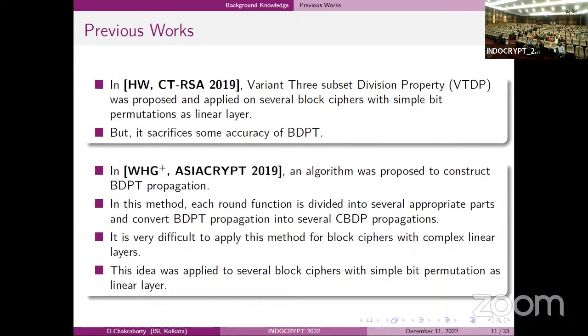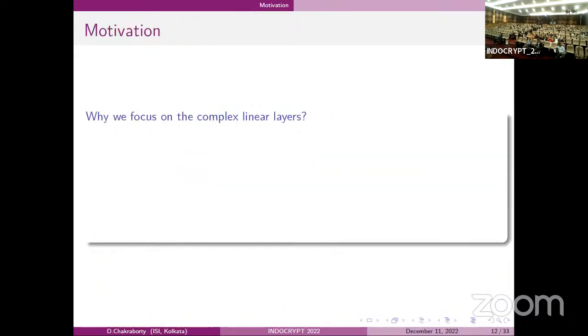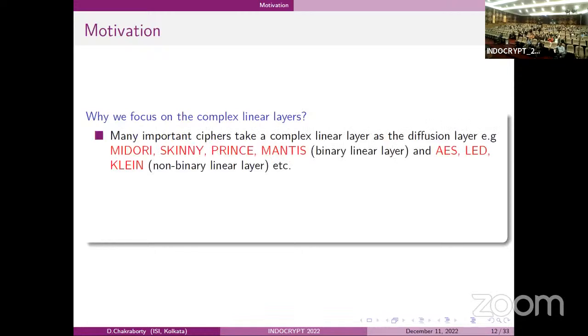But when it comes to block ciphers with complex linear layers, such as AES or LED or SKINNY, applying this algorithm on these ciphers is very, very difficult. This is not an efficient model, and until now there is no accurate method to apply the three-subset division property on ciphers with complex linear layers. So now our focus is on block ciphers with complex linear layers. Why do we focus on that?